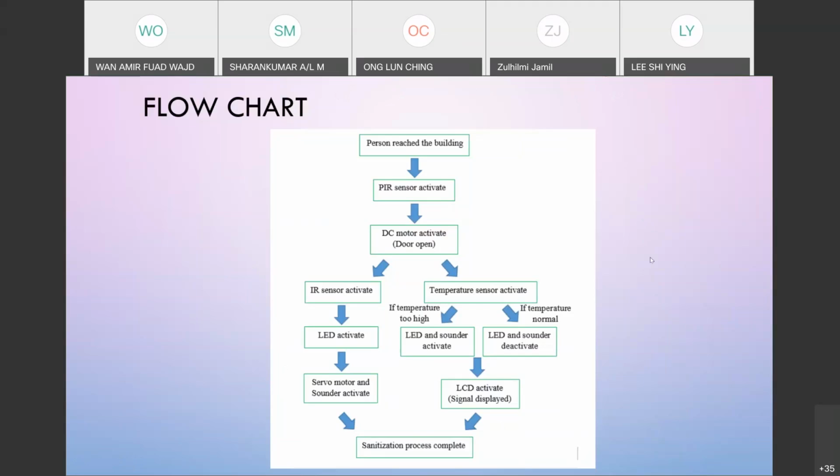At the same time, the temperature sensor will also activate. When the temperature is too high, the LED will light up and the sounder will produce a beep sound. The signal will also display on the LCD screen. The entire circuit is powered by battery. The servo motor will start to pump the sanitizer liquid through the pipe. It stops the pump motor after 10 seconds. Next.